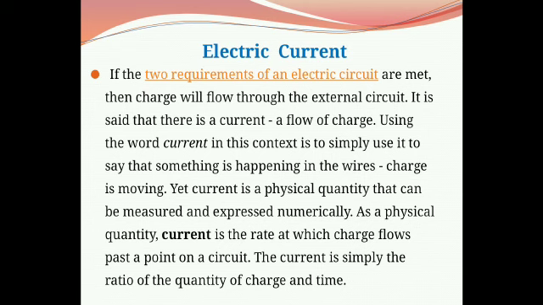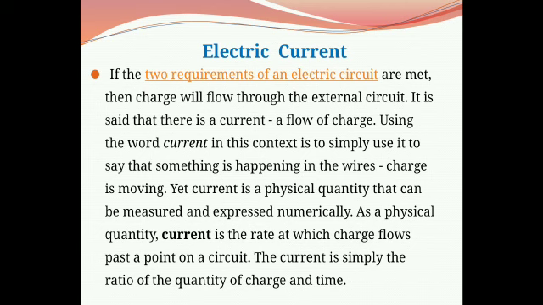Then what is meant by electric current? If the two requirements of an electric circuit are met, then charge will flow through the external circuit. It is said that there is a current, that means there is a flow of charge. The word current in this context is used to simplify, to say that something is happening in the wires. That means charge is moving. And when we see that current is flowing through the circuit, that means charges are actually moving from one point to another point.